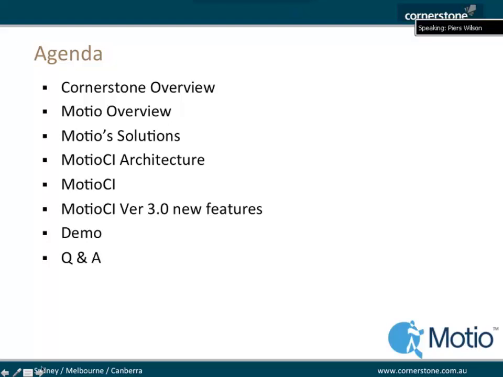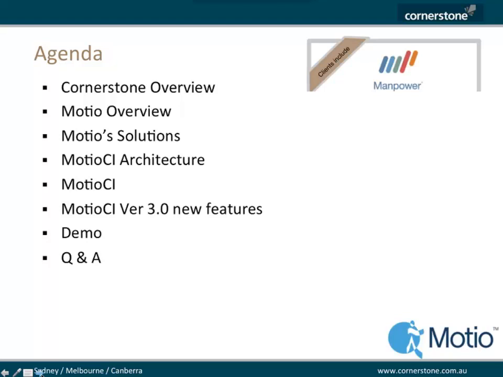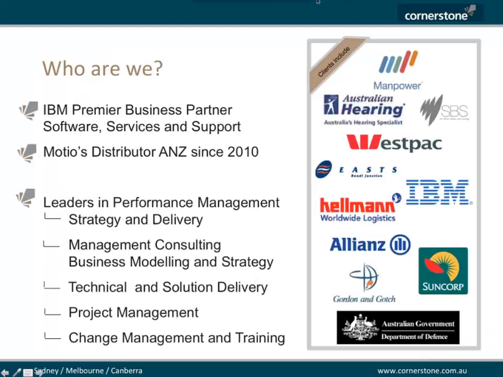So just a brief introduction to Cornerstone. We are Motio's distributor in Australia and New Zealand. We have been since 2010. We're also an IBM Premier Business Partner, so we sell, implement and support IBM's business analytics solutions, which include Cognos, TM1, SPSS. Some of the organisations that we're working with Motio in Australia include Wesfarmers Insurance, Allianz, Westpac, UTS. Also, it's worth noting that IBM themselves actually use the Motio solution globally to manage their own internal reporting environment for Cognos as well.